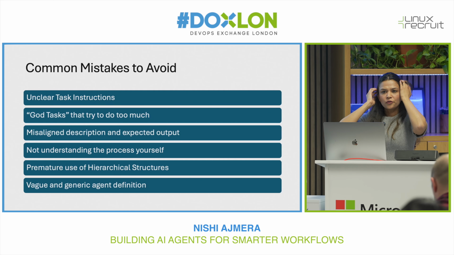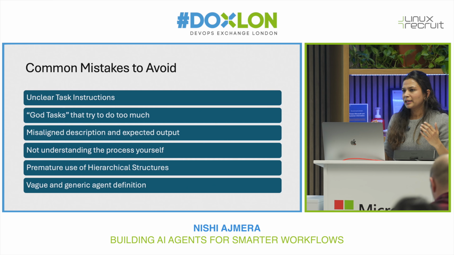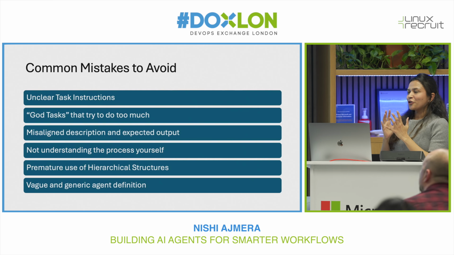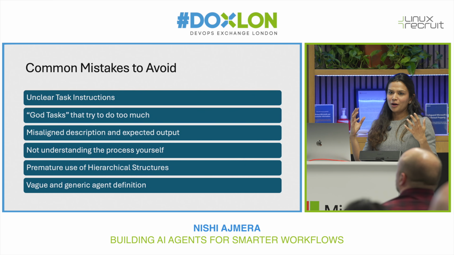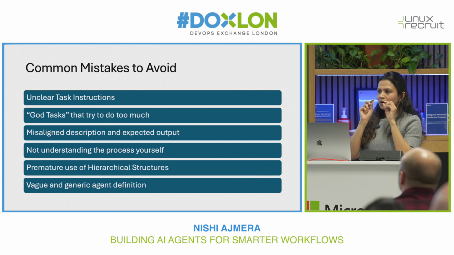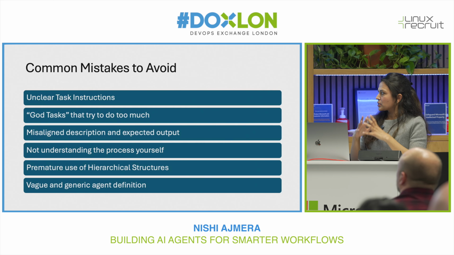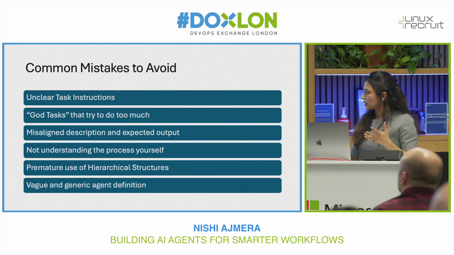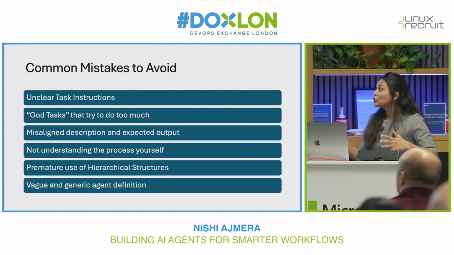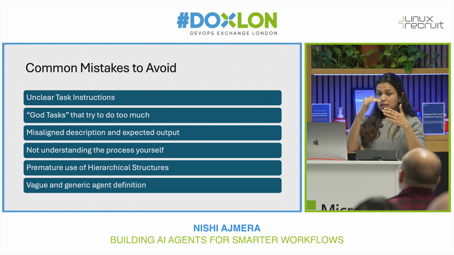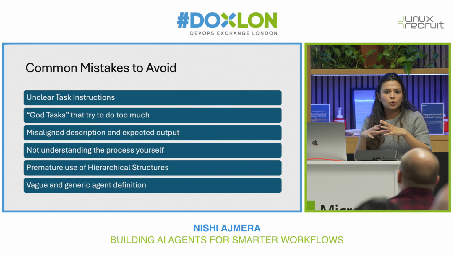So moving on, what are the common mistakes to avoid? I think a lot of it I have covered, so I'll just brush through this. One is make sure that your instructions are very clear, because that is very important for the performance of the agent. Avoid tasks that try to do too much; have one task for one action. Then make sure that your descriptions align with the output which you're trying to achieve. Then make sure that you understand the process yourself before you're designing the agent. Understand what steps you would need to perform to accomplish a certain task.